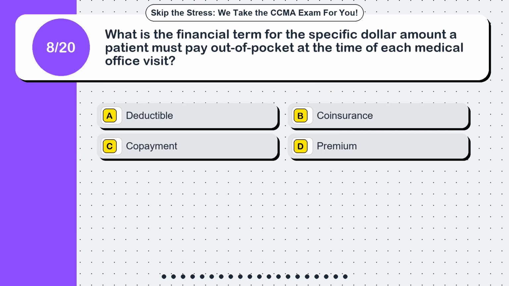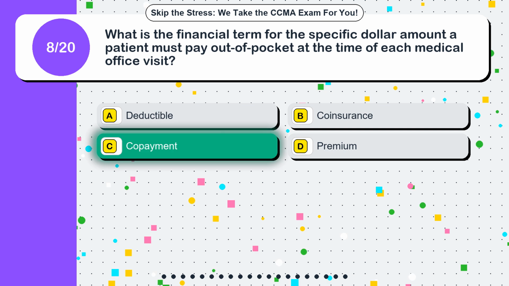Question 8. What is the financial term for the specific dollar amount a patient must pay out of pocket at the time of each medical office visit? Option A. Deductible. Option B. Coinsurance. Option C. Copayment. Option D. Premium.